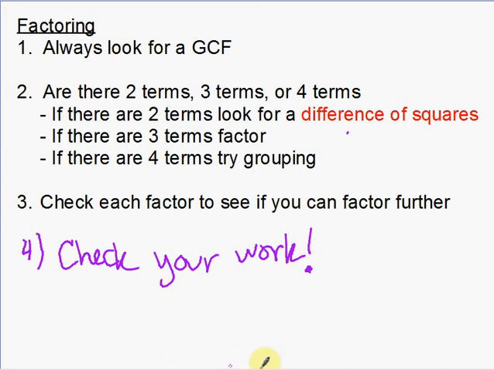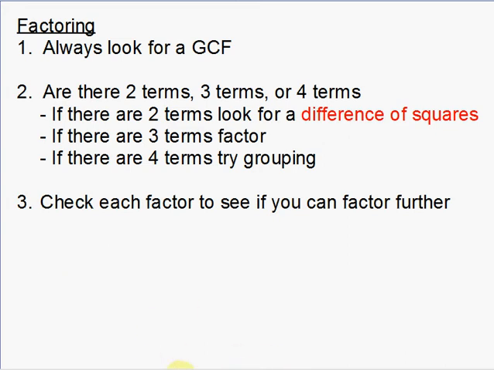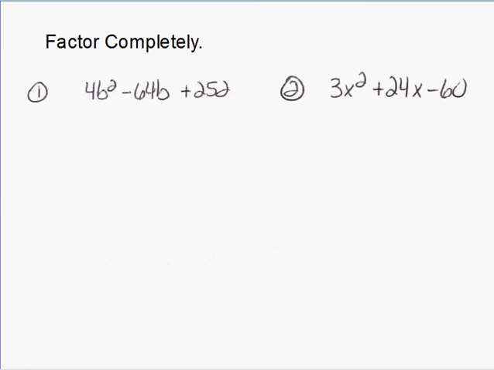Alright, so let's go ahead and do some factoring. I'm going to get rid of that there. Okay, let's do a few problems here. Question number one. I look for a GCF, and in this problem, I'm going to try 4. So let's see if that works.